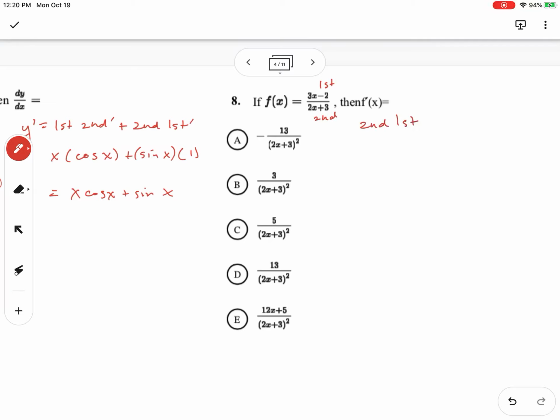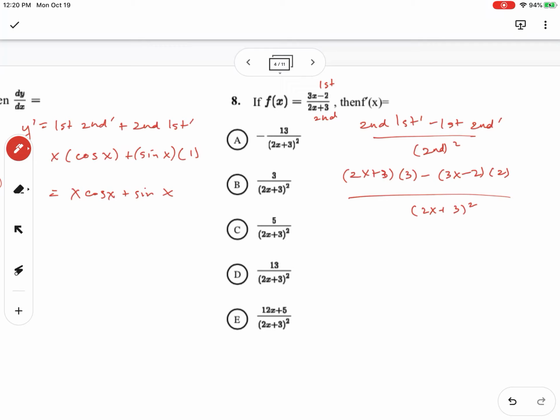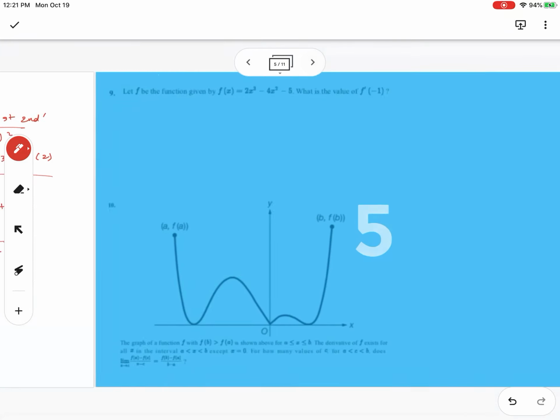Okay, number 8 is a quotient rule. So first and second. Second times derivative of the first minus first times derivative of the second, all over second squared. 2x plus 3 times the derivative of the first, which is 3, minus 3x minus 2 times the derivative of the second, which is 2, all over 2x plus 3 quantity squared. All of these have that in their answer choices. 6x plus 9 minus 6x plus 4, 13 over 2x plus 3 squared. So it looks like D would be my answer to that one. Okay.